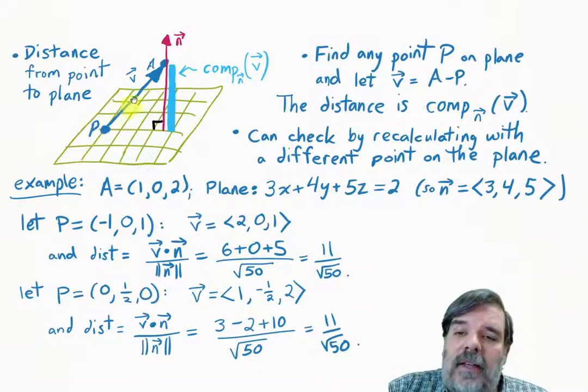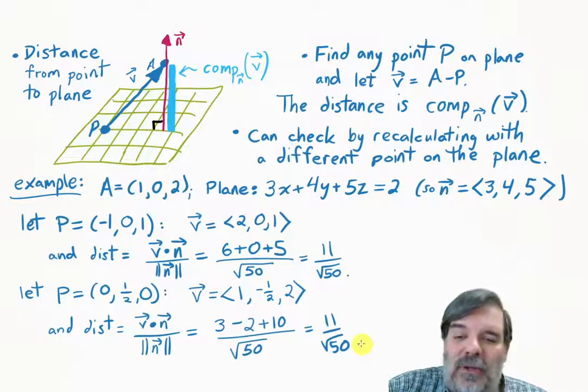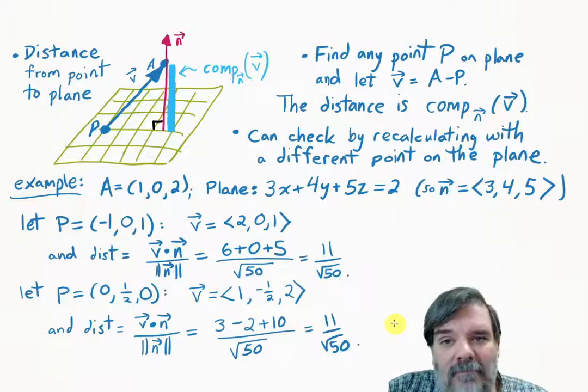So again, finding that vector from P to A, in this case it's the vector 1, -1/2, 2, and again, calculate the component with this new vector v. The vector n is the same as before, so you know you're going to have the same denominator. But here, we'd have 1 times 3 is 3, -1/2 times 4 is -2, and 2 times 5 is 10. Add those up, you get 11, and you get the same answer in both cases, so you can reasonably assume that you are correct. And that's how you calculate the distance from a point to a plane.